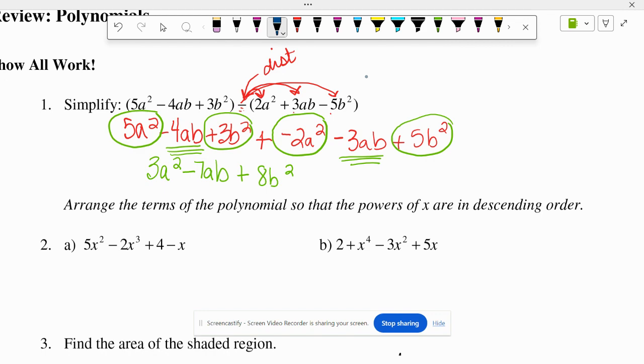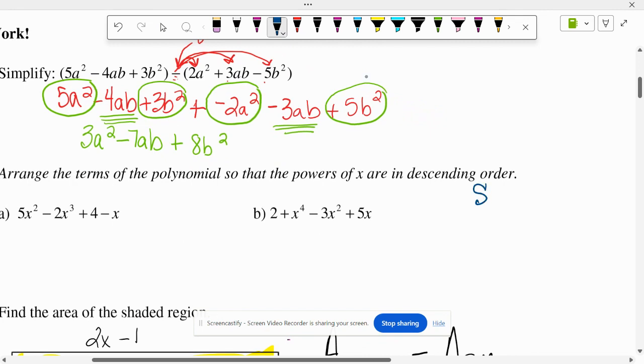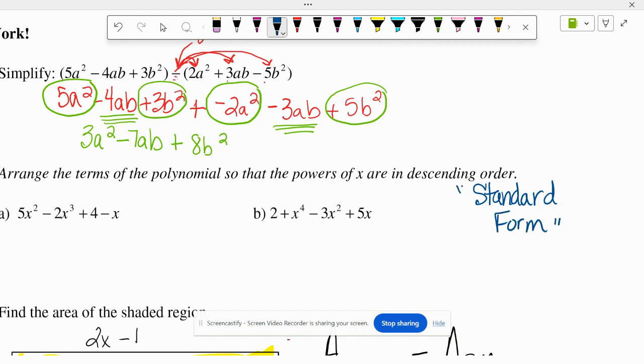Question number 2a and b say arrange the polynomial so that the powers of x are in descending order. Remember, that is called standard form of a polynomial. We put them in descending order. I want you to make sure that you know it's called standard form in case you read directions that say put the polynomial in standard form.